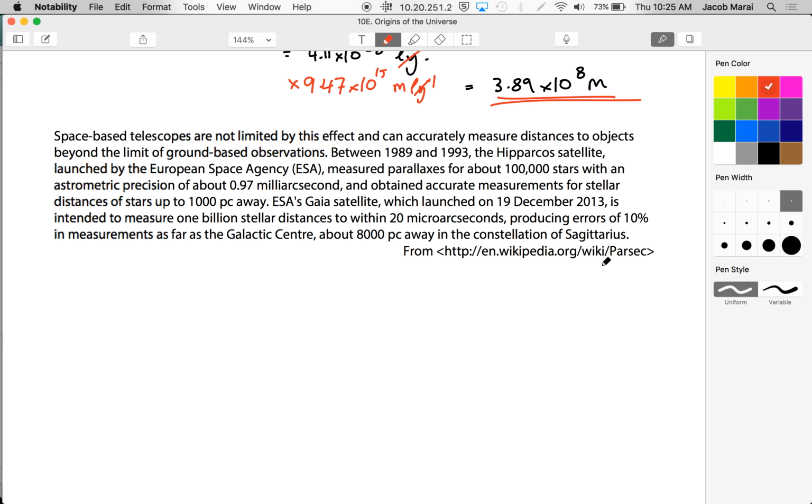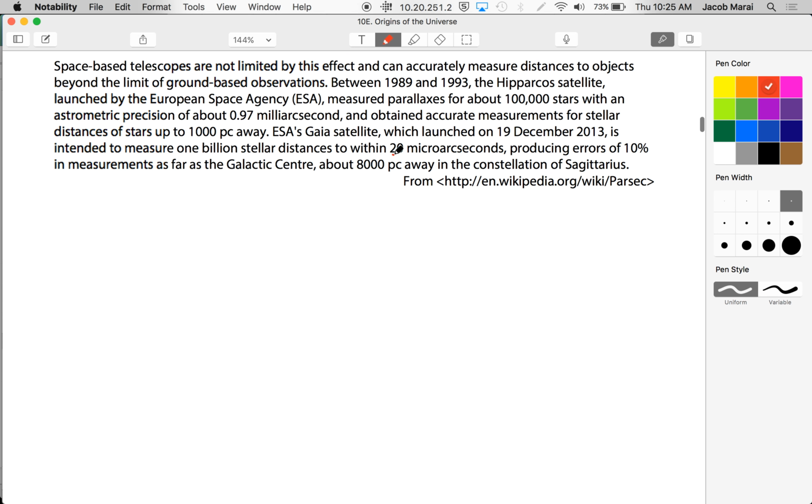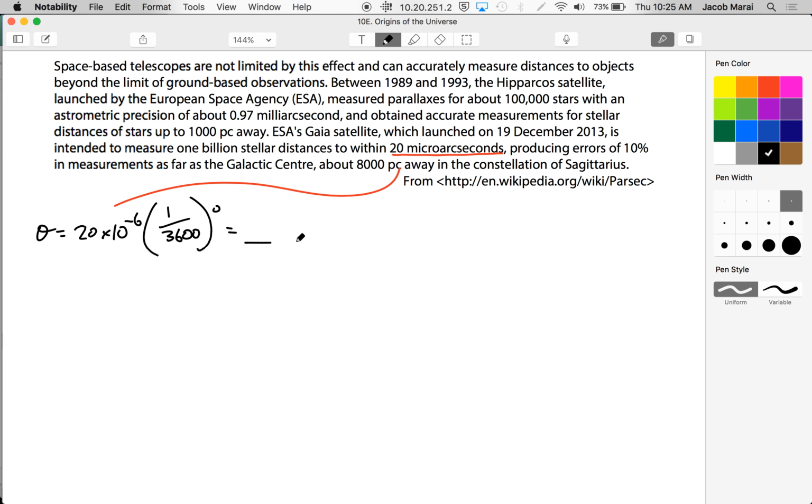Let's use that value. 20 micro arc seconds. Our tiny little primate brains cannot fathom how small of an angle that is. We cannot even fathom how large of a distance that is. But we've invented something called maths, or discovered, whatever your personal belief is. 20 micro arc seconds, whatever that is as a number.